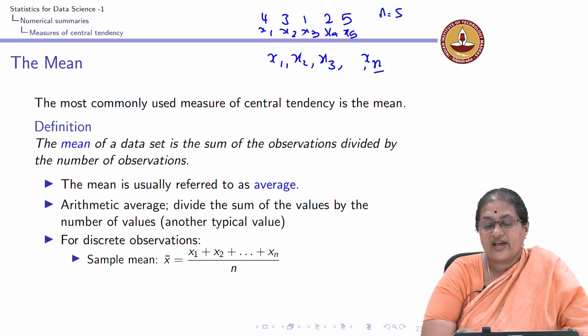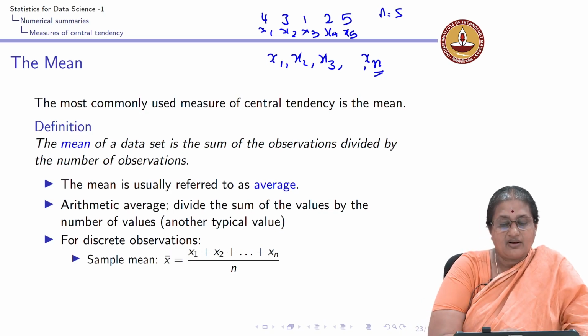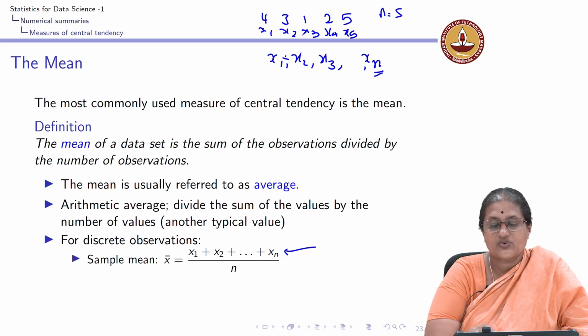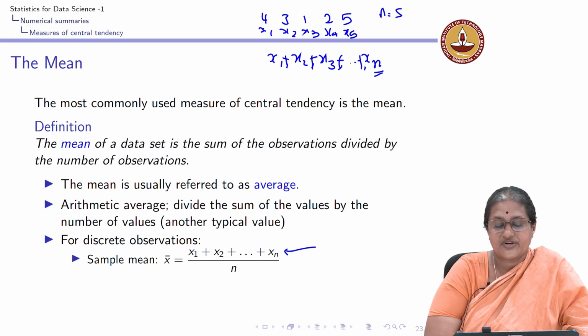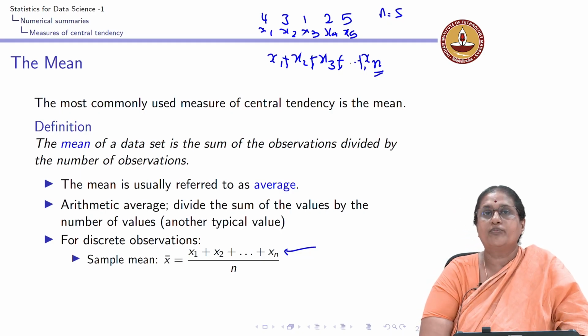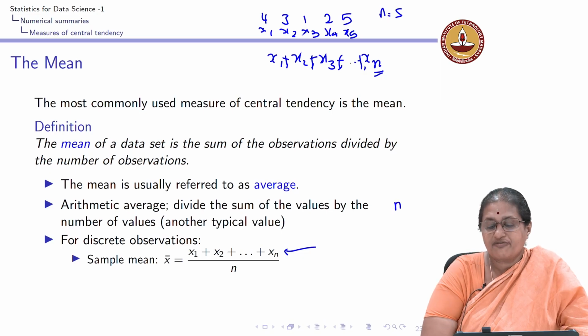So in general, if I have n observations, x1 refers to the first observation in my data set, x2 refers to the second observation, and xn refers to the nth observation. The mean of a data set is the sum of these observations. The numerator gives me the sum, which is x1 plus x2 plus x3 up to xn, divided by the total number of observations, which is small n. Now recall when we introduced the notion of a sample and population, we said that small n refers to the sample size, whereas capital N refers to a population size.